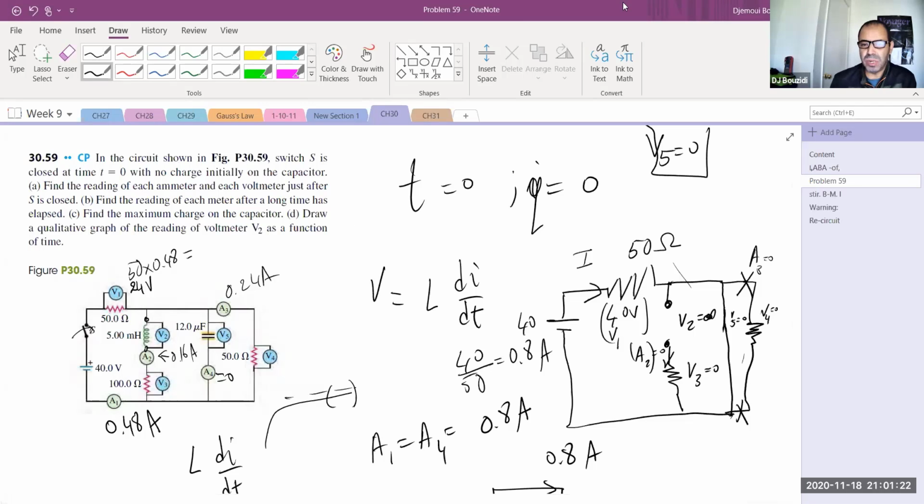Does this problem make sense to you guys? Because this is really at the heart of a lot of homework problems and understanding of what's going on in these circuits. Does it make sense to you guys? Or did I go too fast on it?